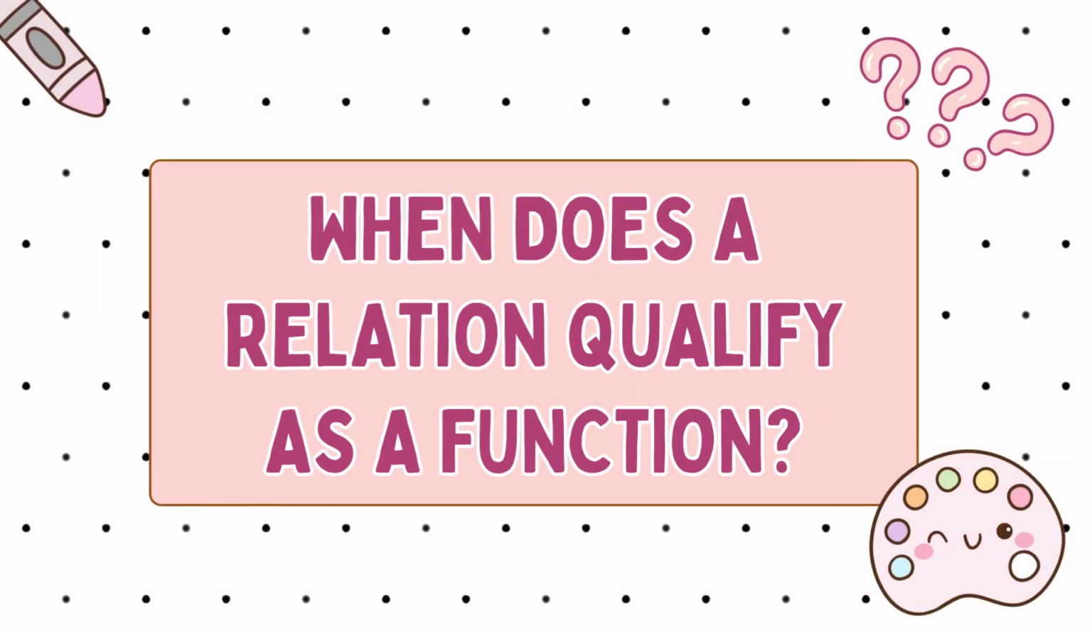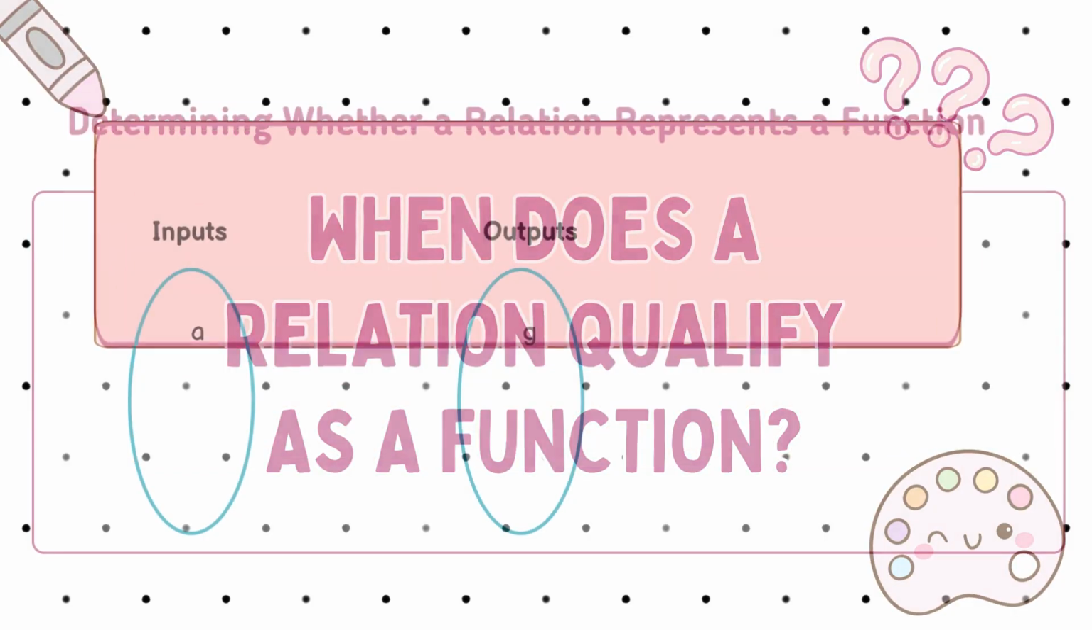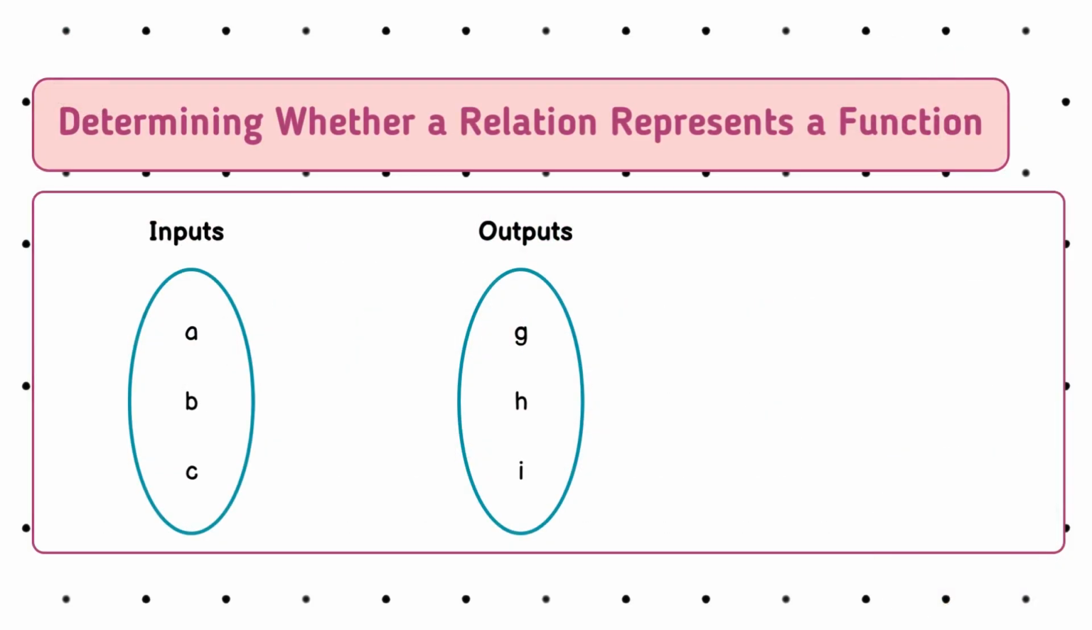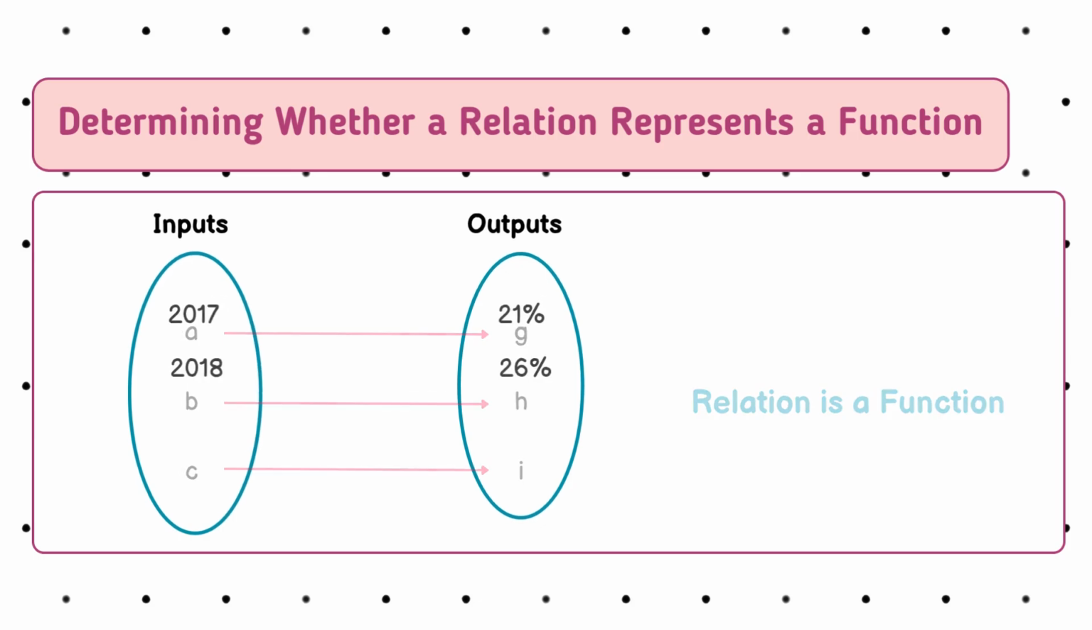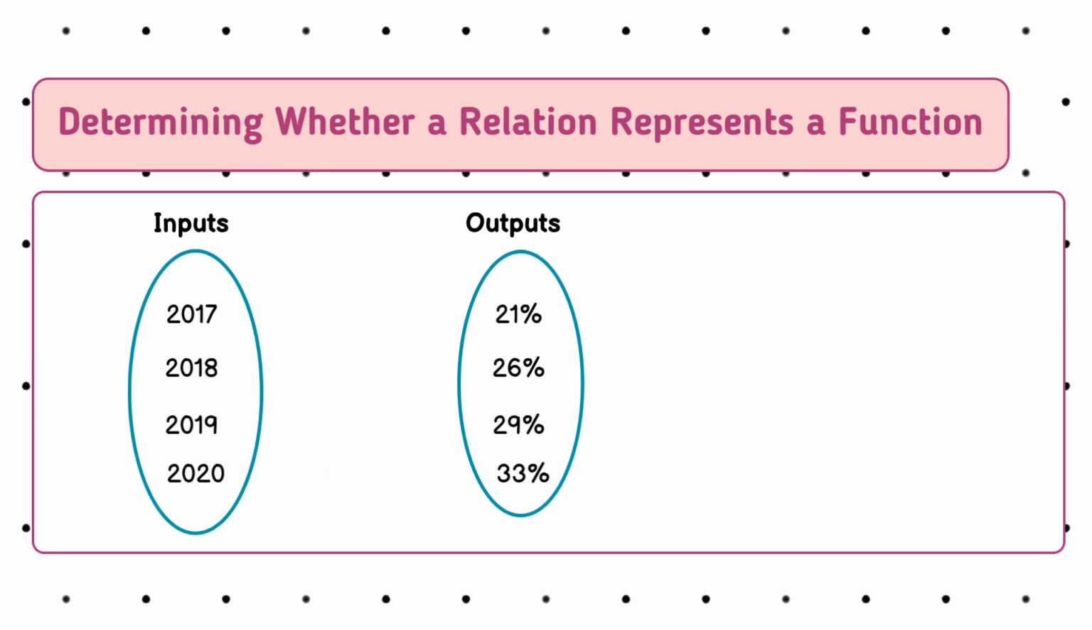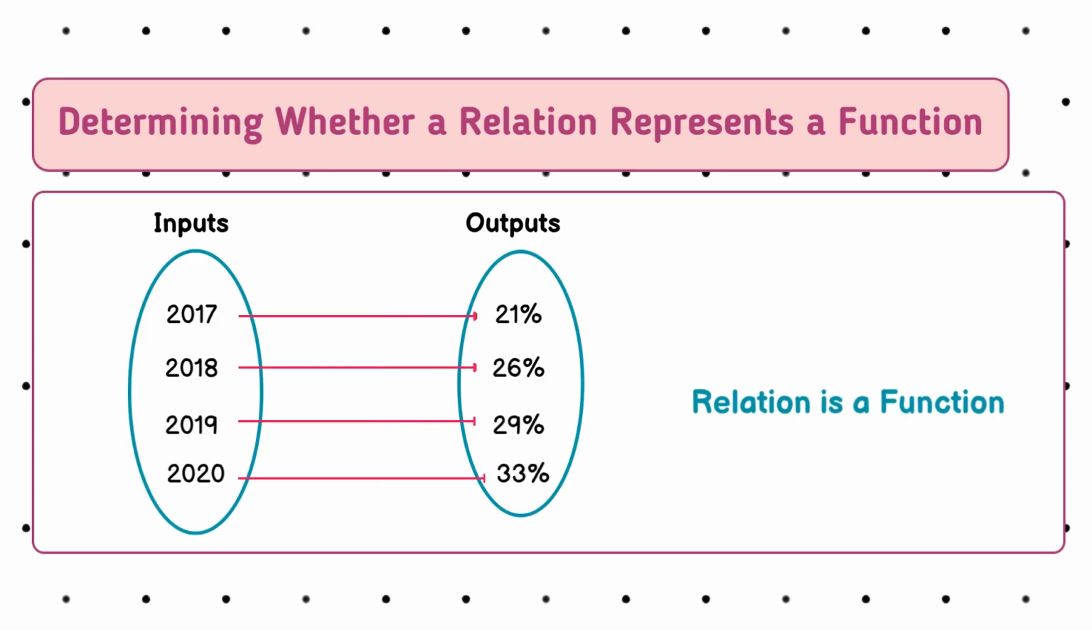Next, when does a relation qualify as a function? A relation becomes a function when each input in the domain pairs with exactly one output in the range. In other words, no input is paired with more than one output. In our smartphone example, each year in the domain is paired with exactly one adoption percentage from the range, so this relation is a function.